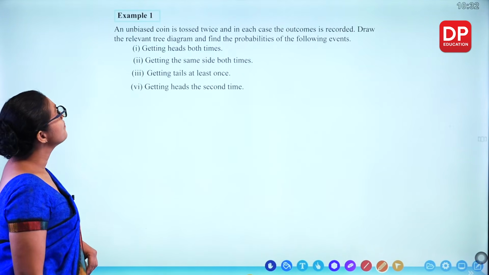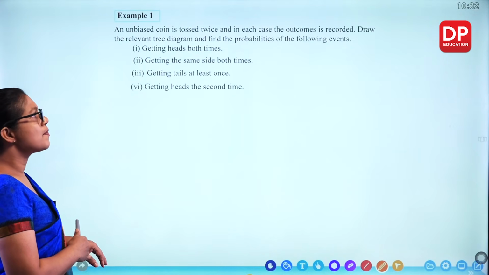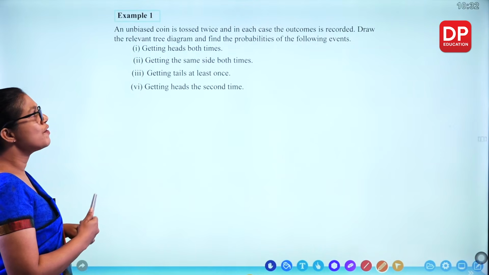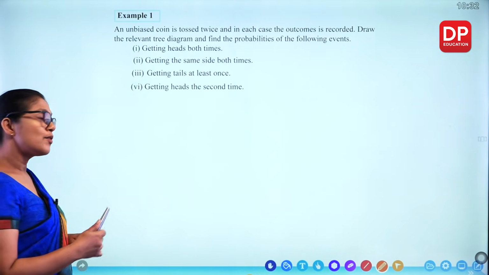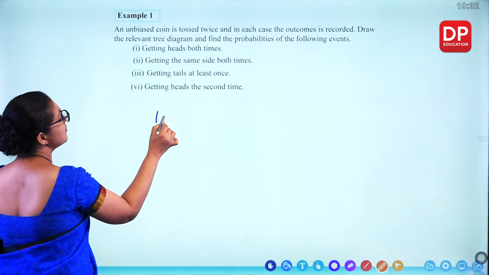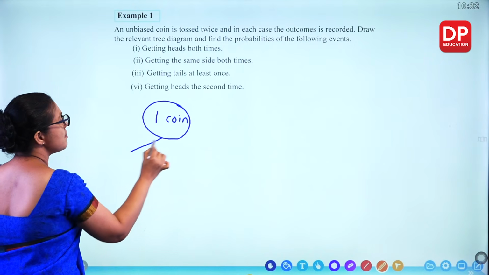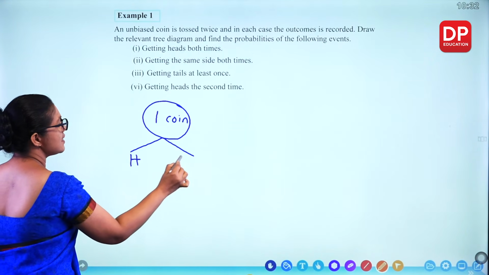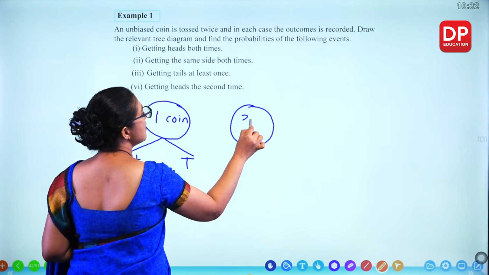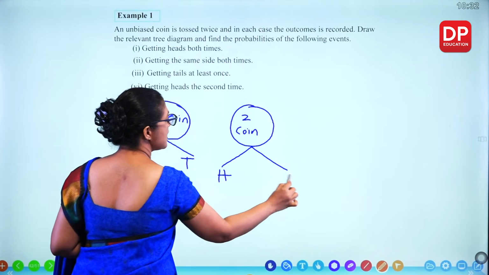Example 1. An unbiased coin is tossed twice and each case the outcomes is recorded. Draw the relevant tree diagram and find the probabilities of the following events. So in this case, if you take 2 coins, we'll take the first coin. First coin, what are the possibilities? Head, tail. Second coin, what are the possibilities? Head, tail.